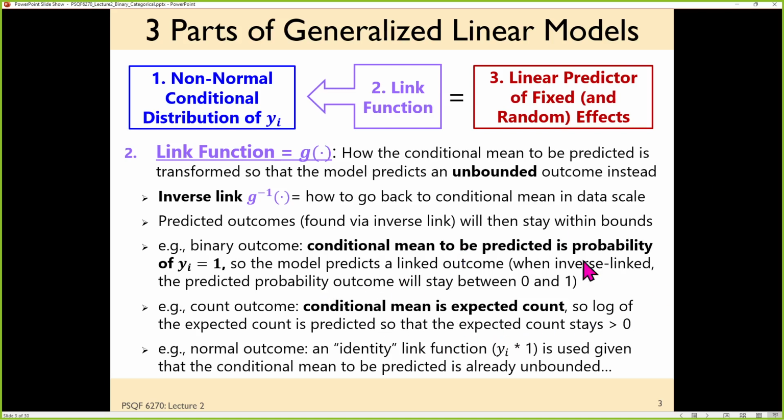And why you can think of ANOVA, regression, general linear models as still within this framework is if you say, well, my conditional distribution is normal, and my link function is something called identity. Identity is statistician for times 1. Identity means 1. I don't know if there's a special term for 0. I don't see that one, but identity is 1.